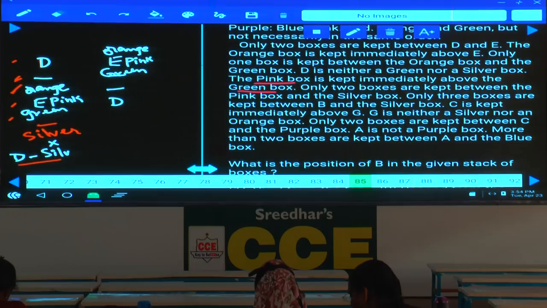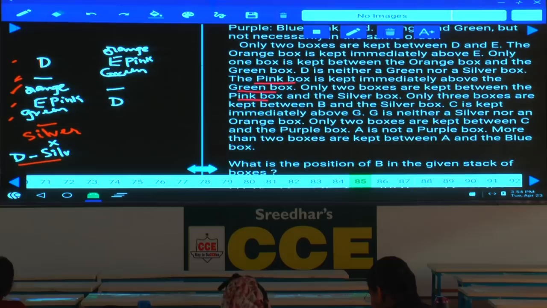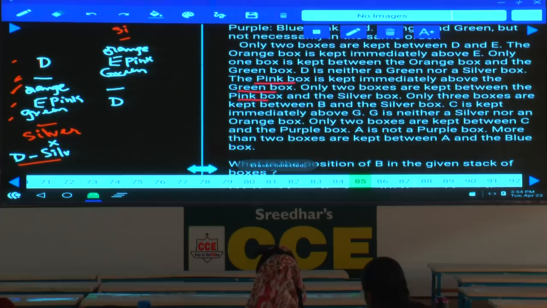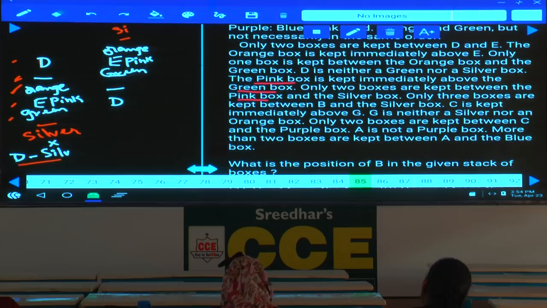Then coming to the second one, only two boxes are between pink and silver. As pink is here, 1, 2, silver. If you write down silver here, 1, 2, 3, 4, 5, 6, 7. There are 7. As anyhow D cannot be silver, here also we are left with only one possibility. Done with this one? Now first case and the second case. In the second case, silver is at the first place, D is at the last place. In the first case, D is at the first place and silver is at the last place.